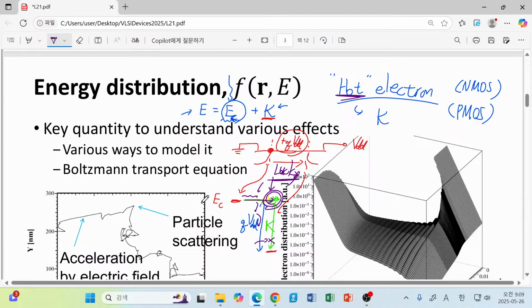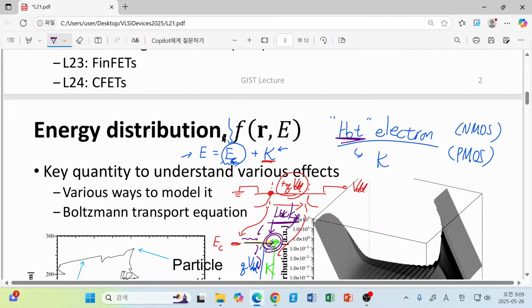So therefore, what I wanted to stress in this context is this quantity. Please have a look at this quantity. Here I introduce the English small letter F. Usually, this f in our context is used to describe, for example, the Fermi-Dirac distribution or the Maxwell-Boltzmann distribution.